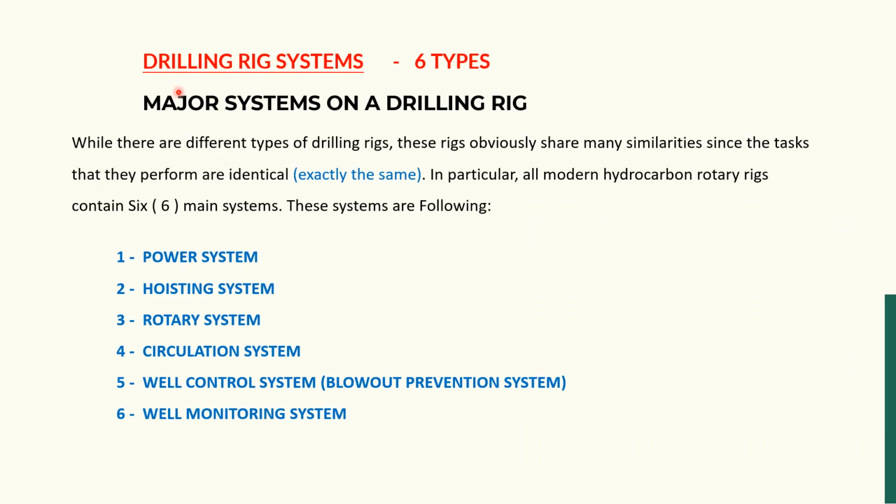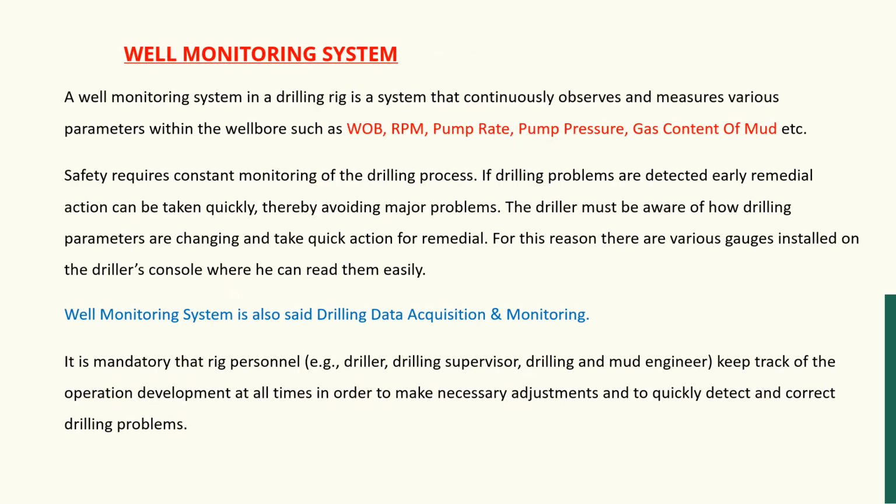As we are reading, the drilling rig systems have been categorized into 6 systems, and we have completed the power system, hoisting system, rotary system, circulation system, and well control system. Today we will read the well monitoring system. What is the well monitoring system, and what are the factors which make it very important?